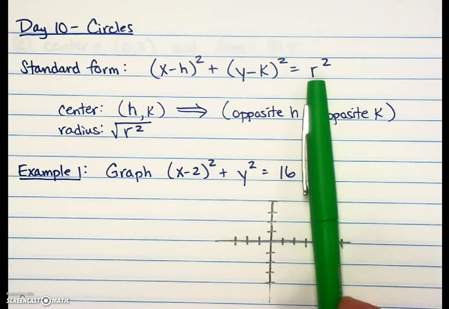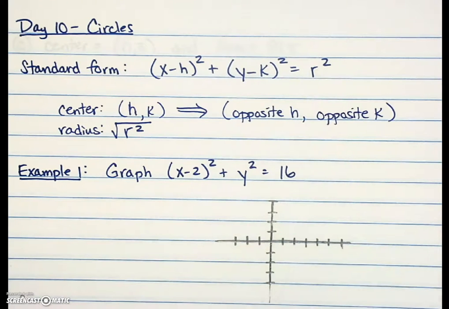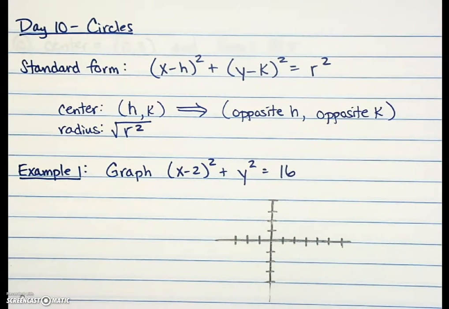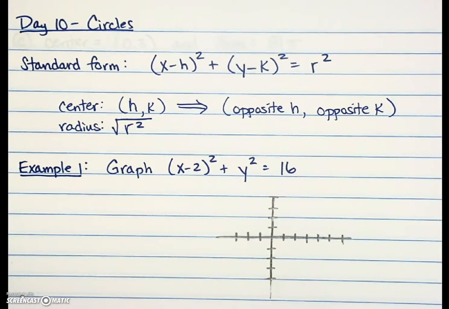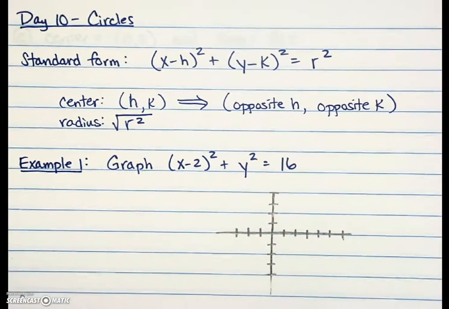And then to find the radius, you simply take the square root of r squared, which is what it's equal to over here. Let's take a few examples, and then when you come to class on Tuesday, you'll be practicing these problems.